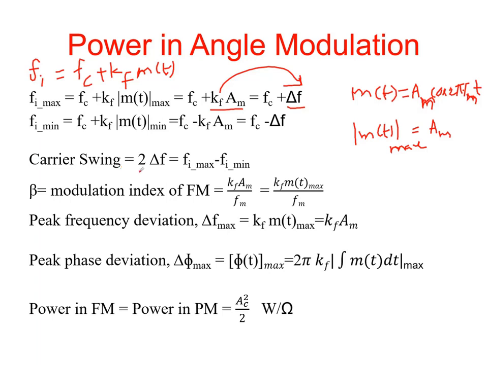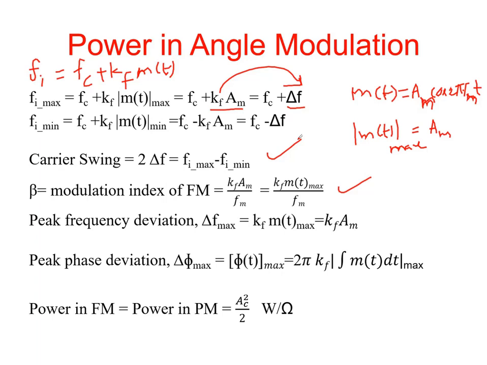Then already we have seen the modulation index of FM, that is beta, which is Kf times Am by Fm, or Kf times the maximum value of m of t by the message frequency, where Kf is the frequency sensitivity, m of t is the maximum value of the message signal, and Fm is the frequency of the message signal. Hope everybody understood carrier swing and modulation index.